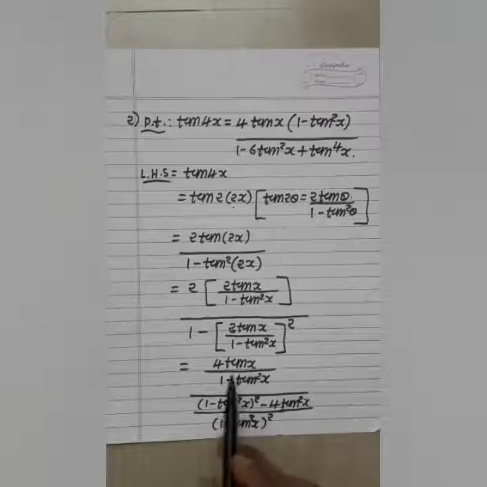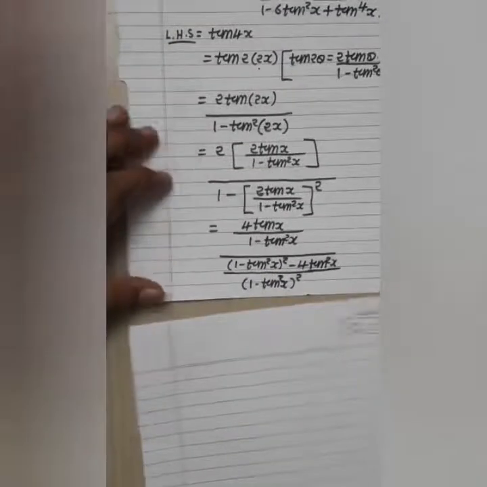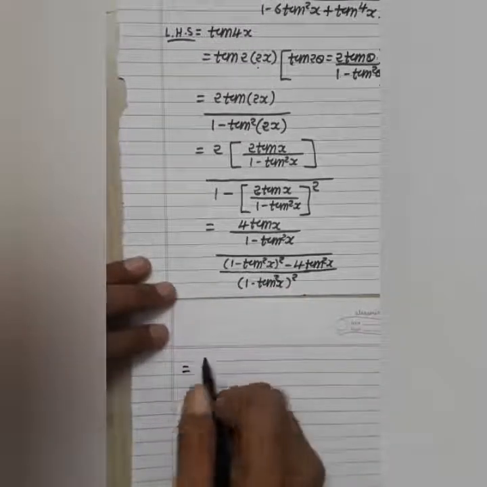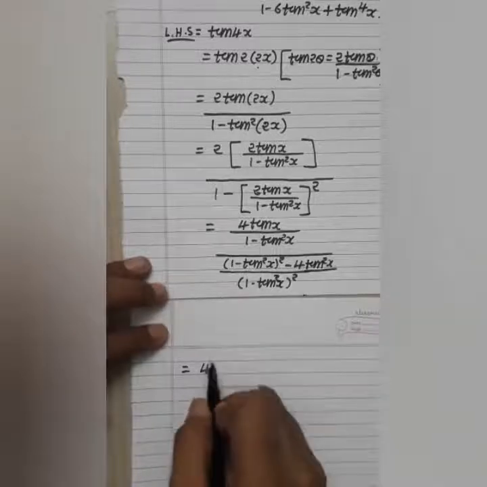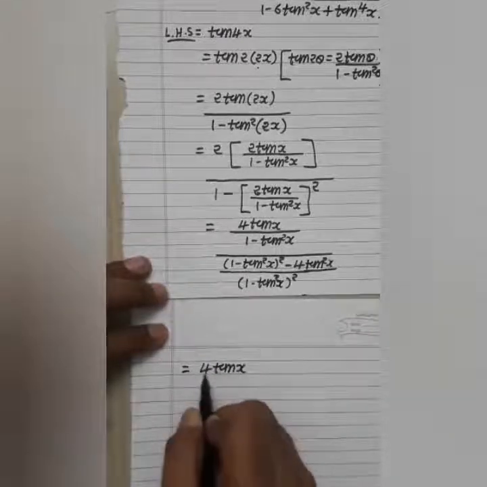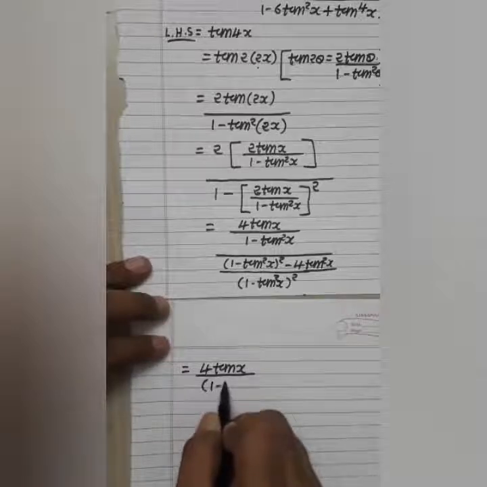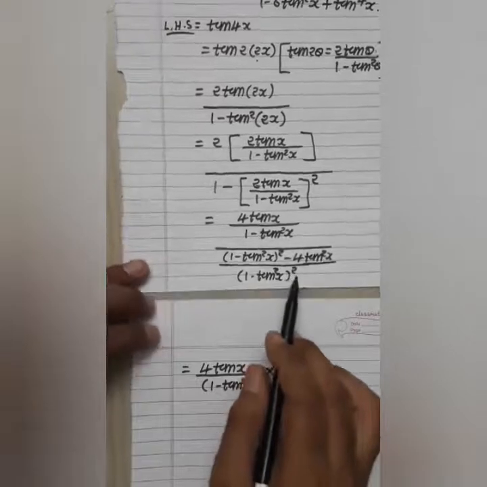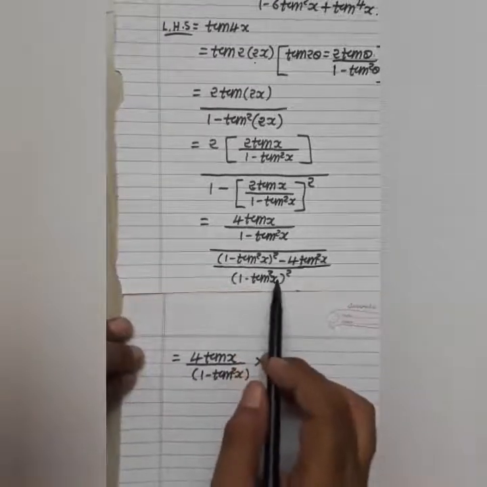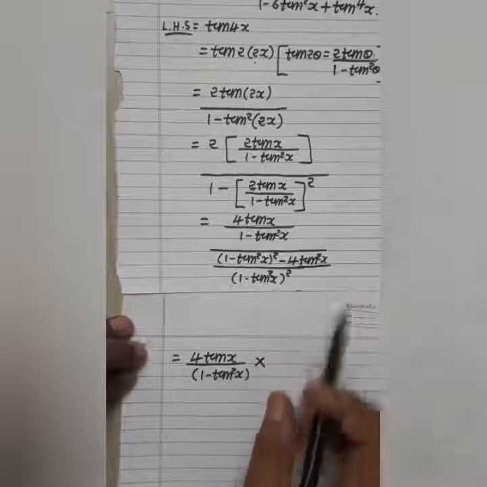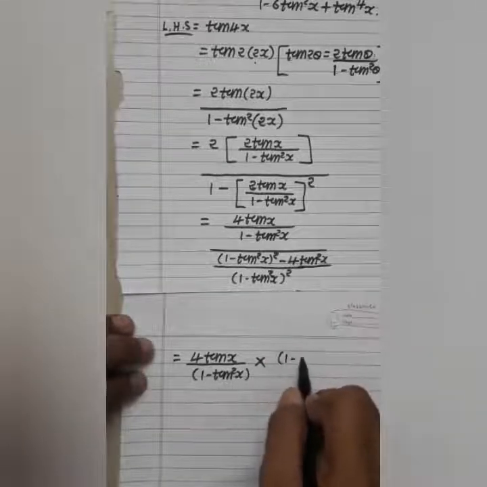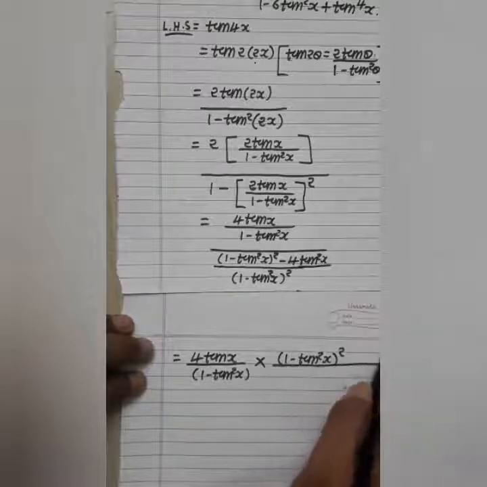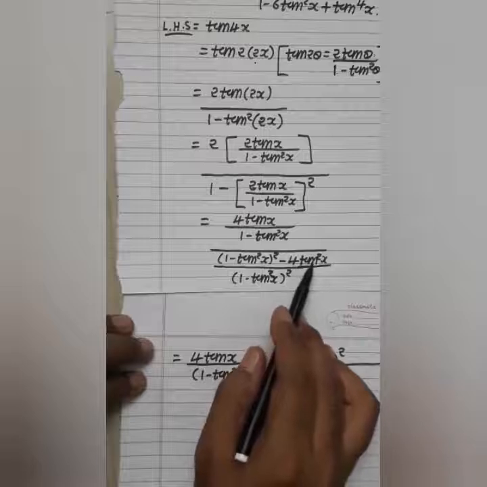Now here, simplify this term, so it is equal to 4 tan x upon 1 minus tan square x. Now this term is present in division form, so convert it into multiplication form. So 1 minus tan square x whole square we can write in the numerator, so 1 minus tan square x whole square upon, in the denominator, open this bracket and simplify this term.